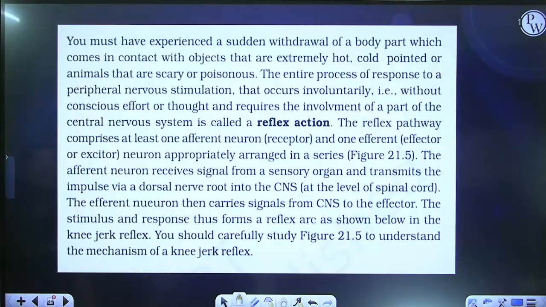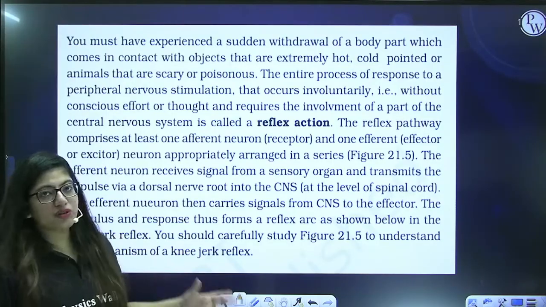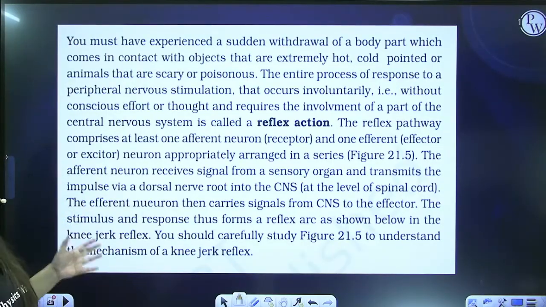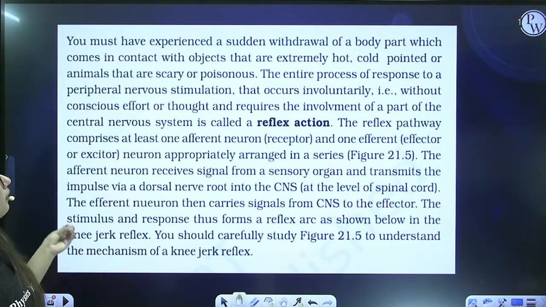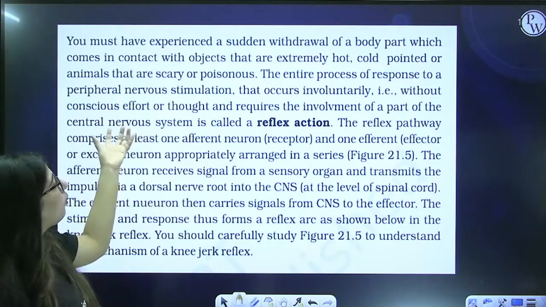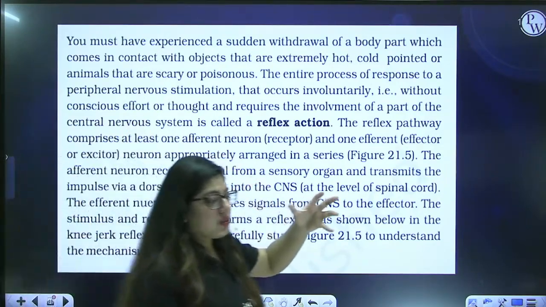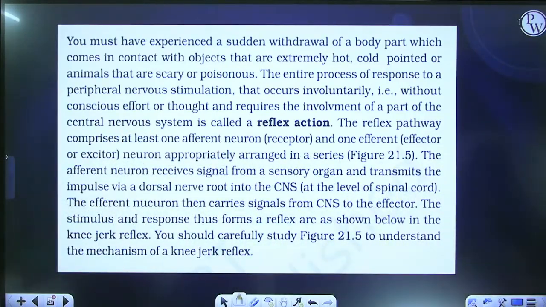So here you can see, you must have experienced a sudden withdrawal of a body part which comes in contact with objects that are extremely hot, cold, pointed, or animals that are scary or poisonous. So always you move your body parts away whenever you feel fear or something.